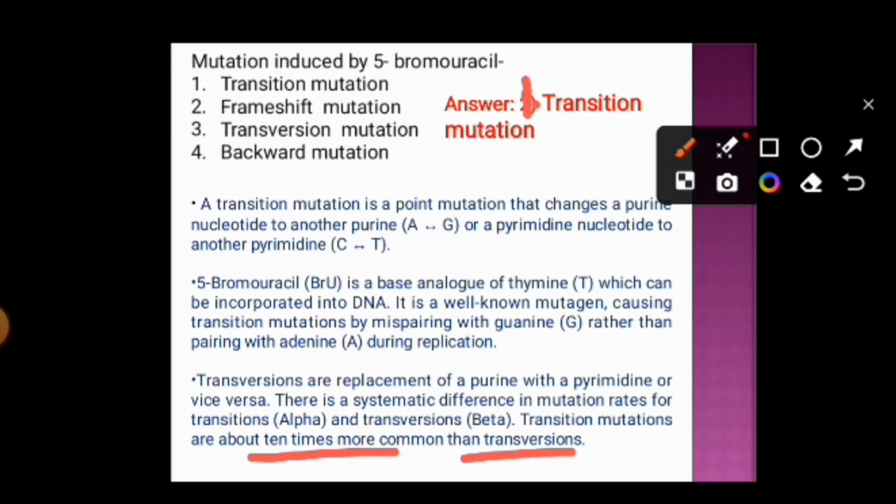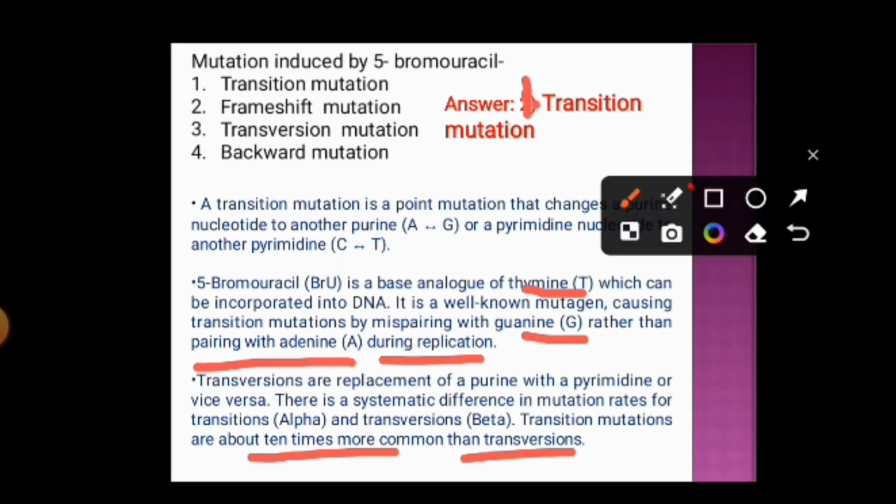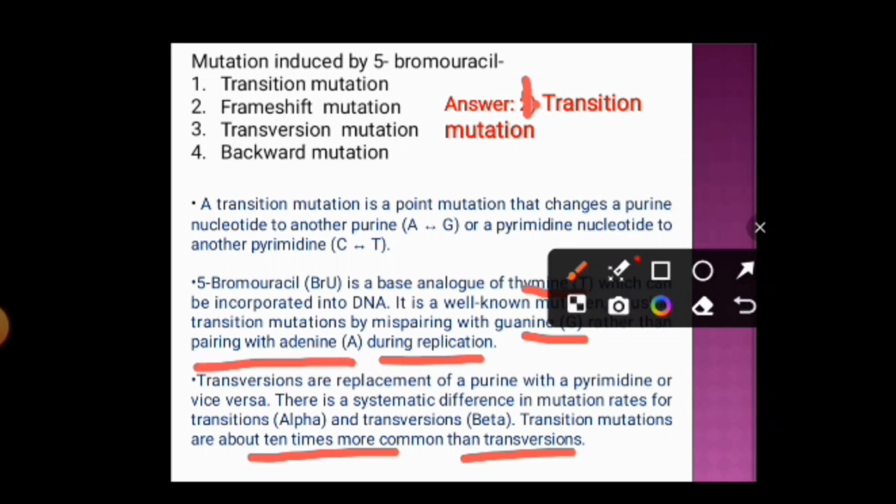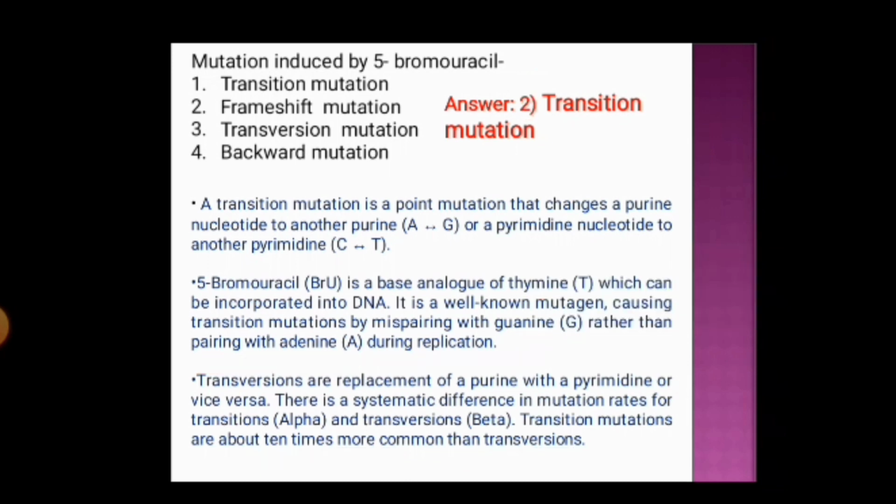5-bromouracil is a base analog of thymine, which can be incorporated into DNA. It is a well-known mutagen causing transition mutation by mispairing with guanine rather than pairing with adenine during replication. So this is one kind of induced transition mutation.